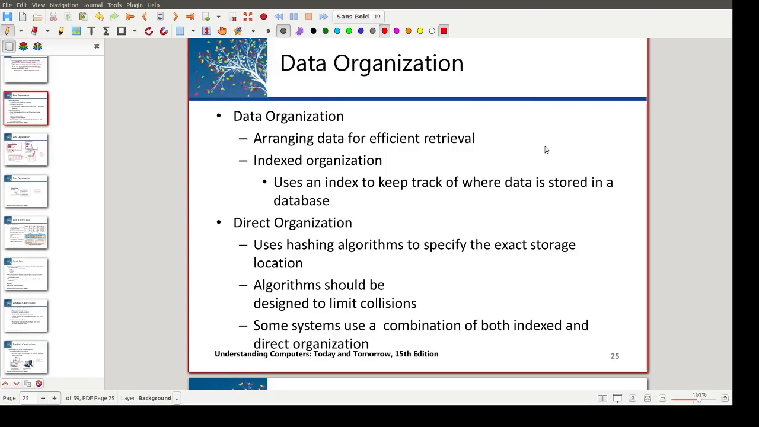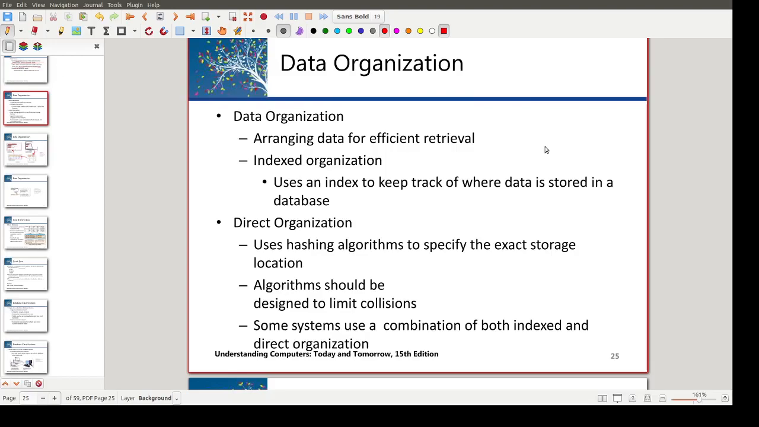Data organization is how to arrange the data inside the database management system for efficient retrieval. We can use indexed organization. Indexed organization is typically the same way that you use an index at the end of a book. If you have a book, and the last 30 pages are an index, the index tells you which word appeared in which place, and this is called indexed organization.